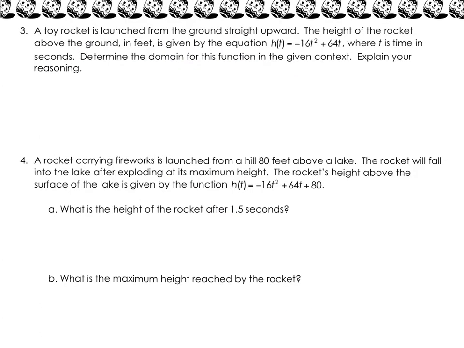The next question says, a toy rocket is launched from the ground straight upward. The height of the rocket above the ground in feet is given by the equation h of t equals negative 16t squared plus 64t, where t is the time in seconds. Determine the domain for this function in the given context, and then explain your reasoning.